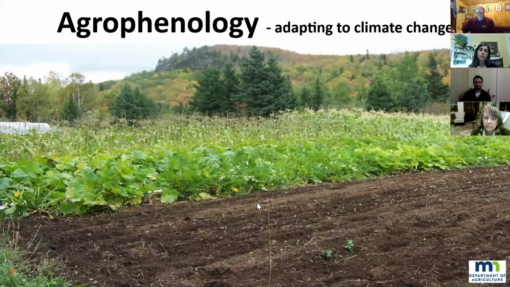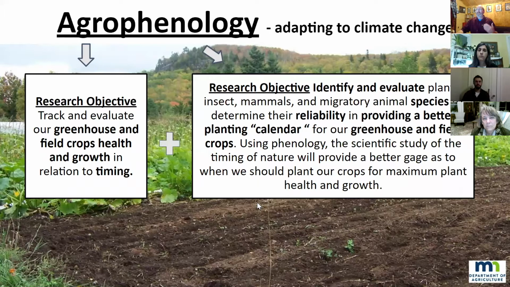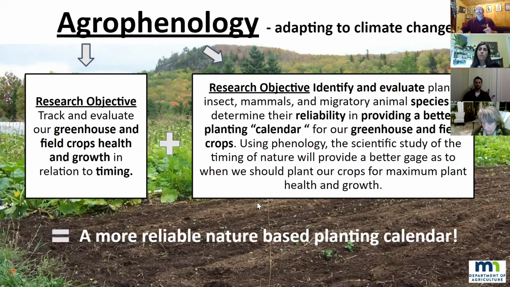So we're going to do it in two ways. One, the agro part: check out crop health and growth related to timing. Do some research on that, and I'll share some of that. And also in the phenology part, identify and evaluate plants, insects, mammals, migratory animals, and species, and determine their reliability in providing a better planting calendar. If we can put those two things together, we're building a more reliable nature-based planting calendar.